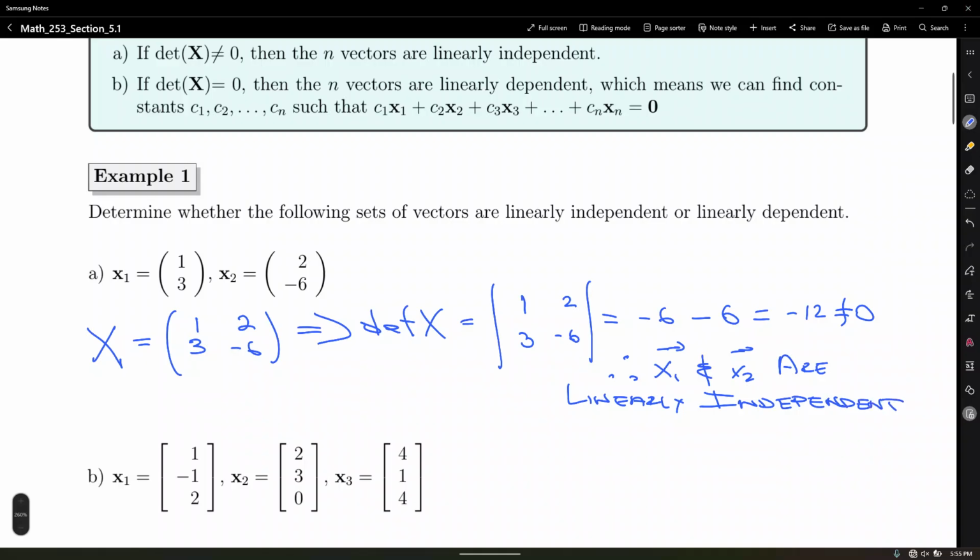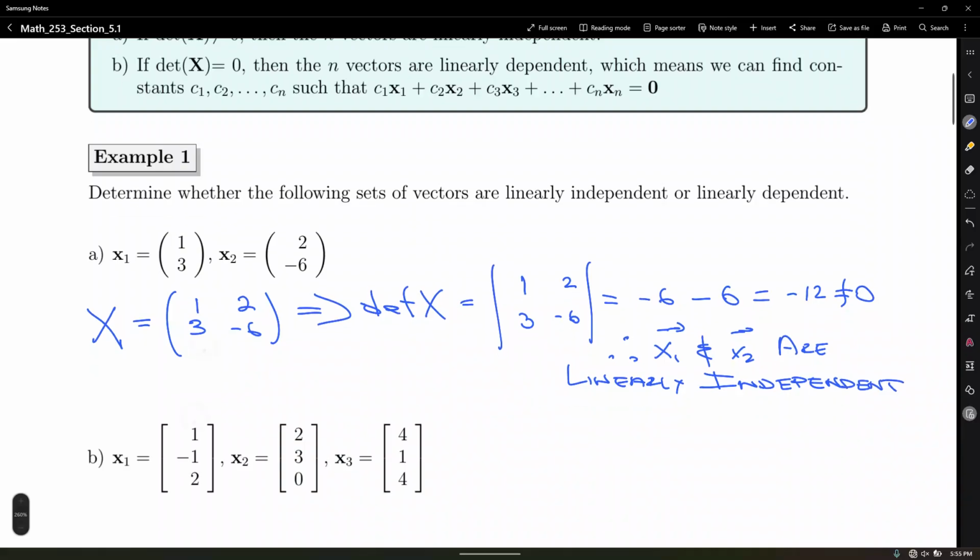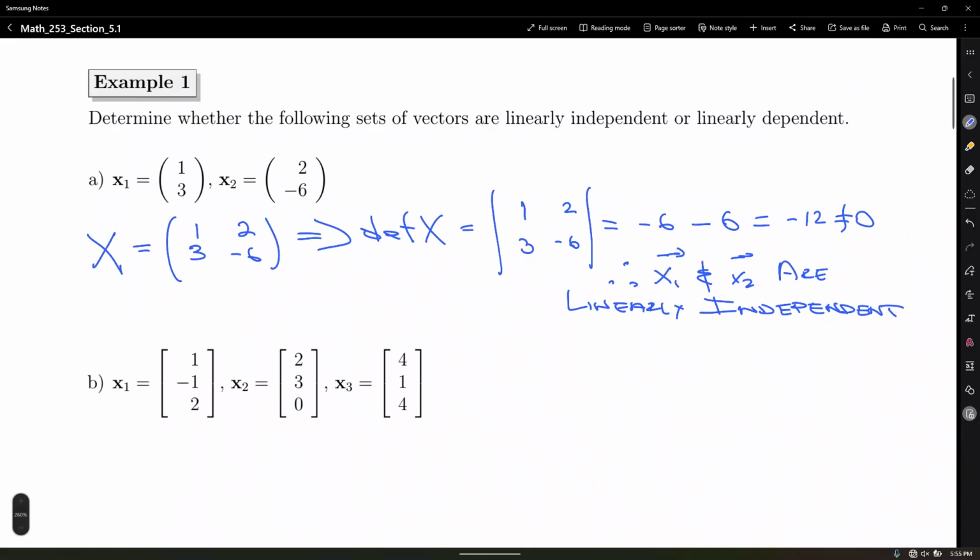Linearly independent. All right. Well, letter B. For letter B, we have three vectors in R3. Also, notice how I'm playing with the notation. For part A, I used parentheses to denote the vectors, and I'm using brackets for the vectors in part B. Doesn't matter. Same notation, different notation. They represent the same thing.